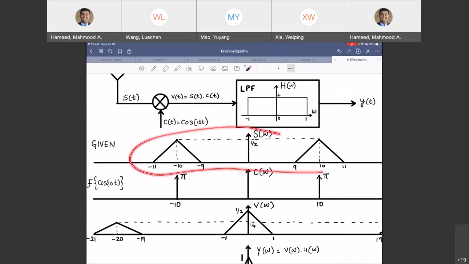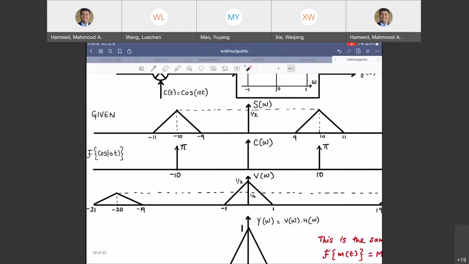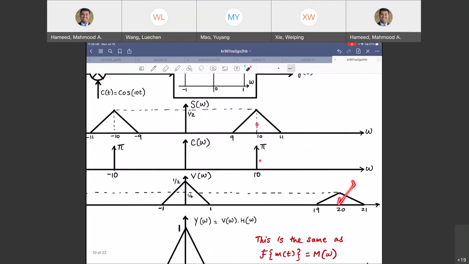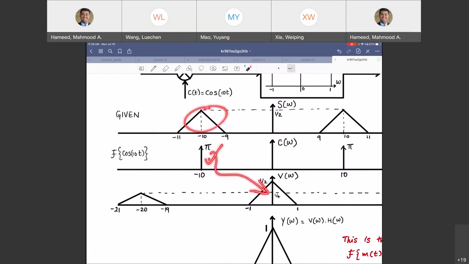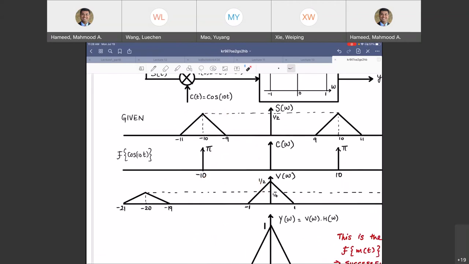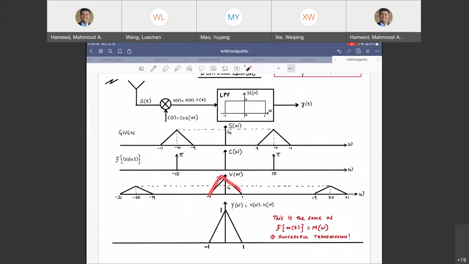We got this at our receiver, right? Two triangles at plus and minus 10 with an amplitude of half. We multiplied it with the cosine carrier here. The cosine is two impulses at 10 and minus 10 with a weight of pi. When you convolve this, you see this guy gets convolved with this and comes here, and here, right? This with this gives you here and here. Similarly, this guy, when it convolves with this, frequency shifts here, frequency shifts here. Because you got two triangles superimposed on each other, you got half here, one fourth here, one fourth here. Twice the frequency terms over here and here, 20 and minus 20. We have seen this example before.